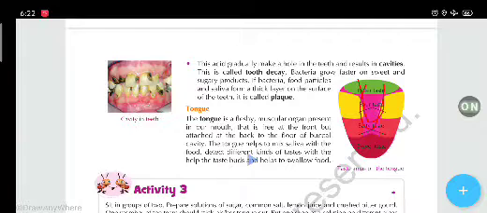So students, we have discussed the teeth, which are also a main part of our digestion. And in the next video we will discuss the functions of the tongue in nutrition in human beings.